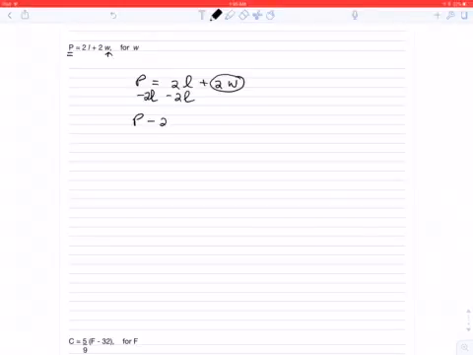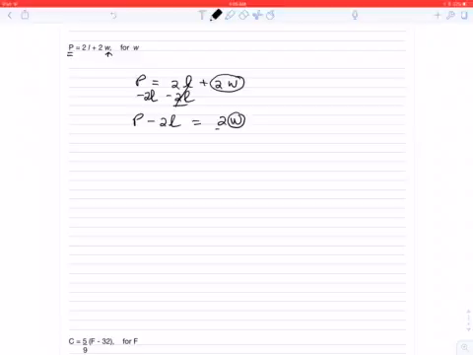The subject of this next formula is P. I want to change it to W. Okay, but W is part of a term, so I'm going to keep that whole term together and get rid of the 2L. So subtract 2L from both sides. So P minus 2L equals 2W. Once I've isolated the unknown term, now I can isolate the unknown.